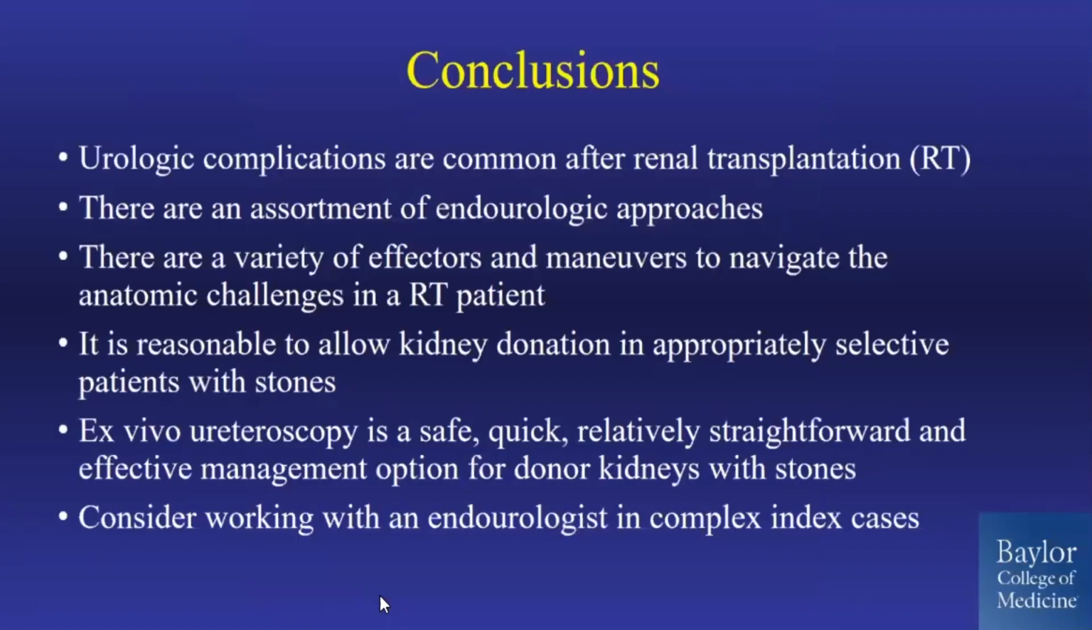So in conclusion, urologic complications are common after renal transplant. And there are a wide variety of endourologic techniques to handle this and a wide variety of maneuvers and effectors to manage these anatomic challenges. I think it's reasonable to allow a donor with a stone to donate if they are appropriately worked up and appropriately selected. And my preferred method of management would be ex vivo ureteroscopy because it's pretty quick and pretty easy to do and pretty safe.